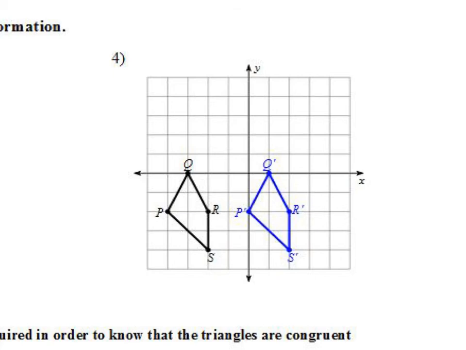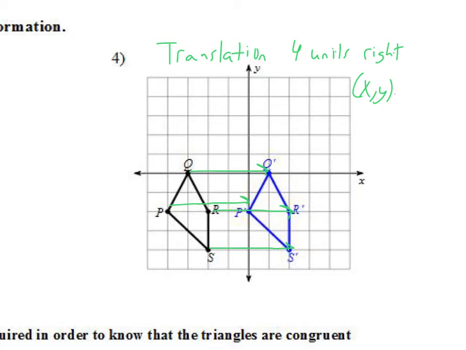All right, number 4, this one is just a shift. Each point is moving 1, 2, 3, 4 units to the right. R goes 1, 2, 3, 4. S goes 1, 2, 3, 4. And P also went 1, 2, 3, 4. So this is just a translation, four units to the right. Which we could also write as (x, y) maps to (x + 4, y): we're adding 4 to the x value and keeping the y value the same.